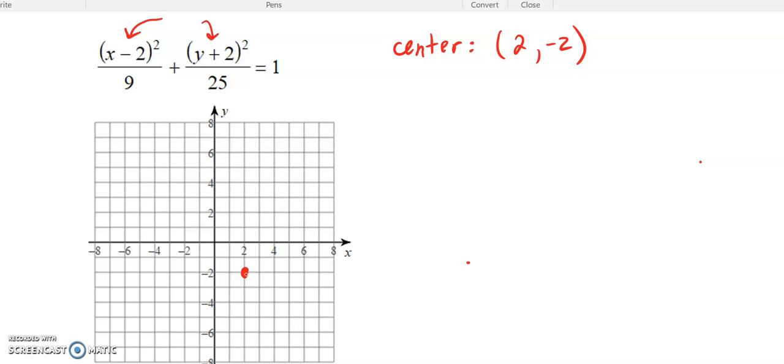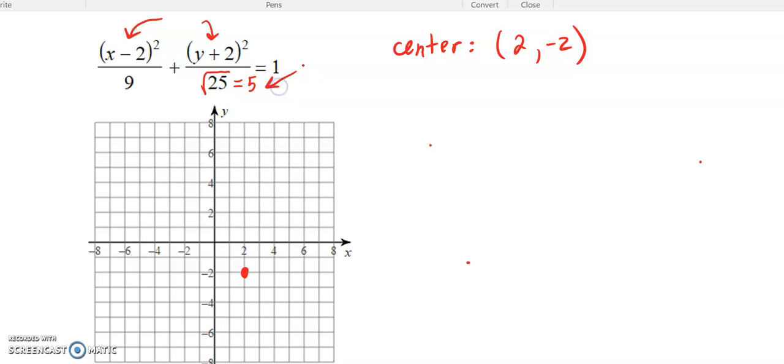Now the ellipse is like an elongated or stretched horizontally or vertically circle. So it's not going to be the same distance in all directions from that center. To find the distance it's going to be stretched in each direction, you have to look at the number underneath the y value and the x value. So, for example, under the y is 25. So if you take the square root of this number, you get 5.